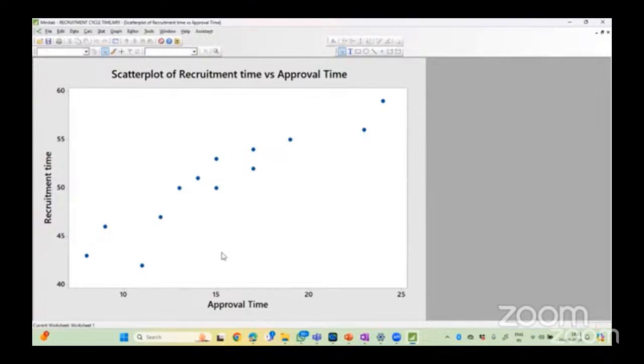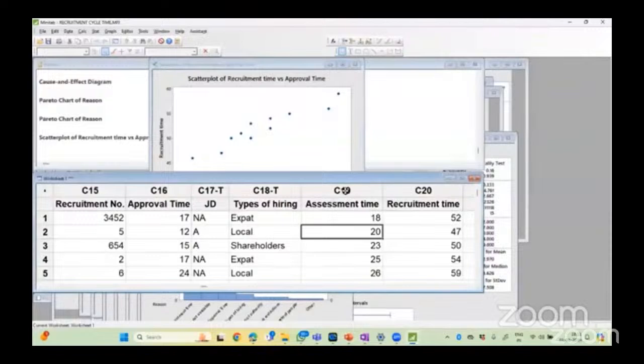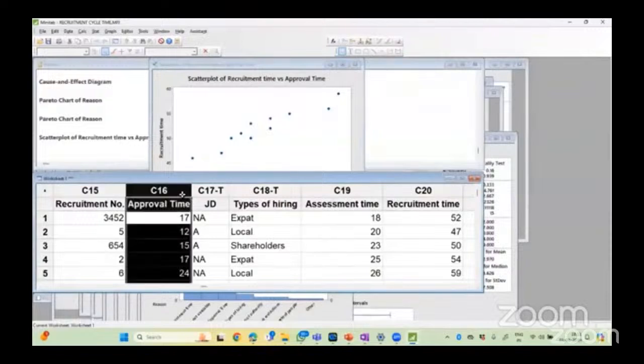There is another way of looking at this. If the approval time was increasing and the recruitment time was decreasing, I would say it's a negative relation, meaning one increases, another decreases. In both cases, there is a relationship. That means I validated my root cause. If I reduce my approval time, cut down on lots of unnecessary steps there, it will improve my recruitment time. Okay, so I got one root cause, which is approval time.